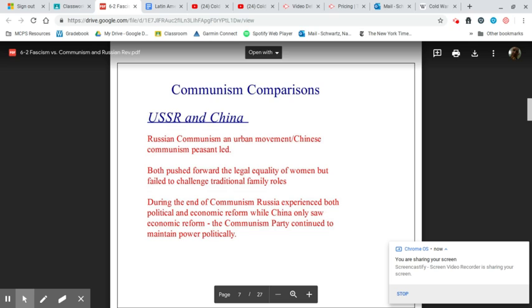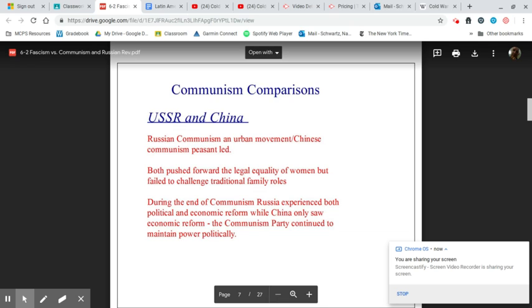So if we were to compare communism, or so-called communism, in the Soviet Union and in China, we would say that the Russian movement tended to be more urban. Communists were in cities, and it was kind of a traditional urban proletariat. Though we had mentioned earlier that, frankly, most people in Russia weren't paying attention during the Russian Revolution. In China, it was a much more peasant-led communist movement. And so that's certainly a big difference between the two.